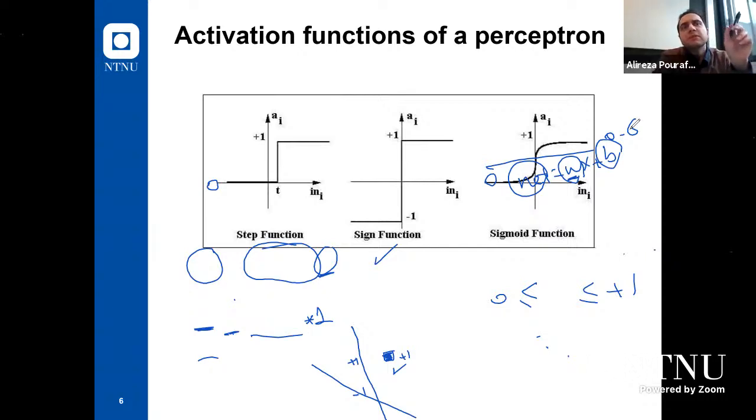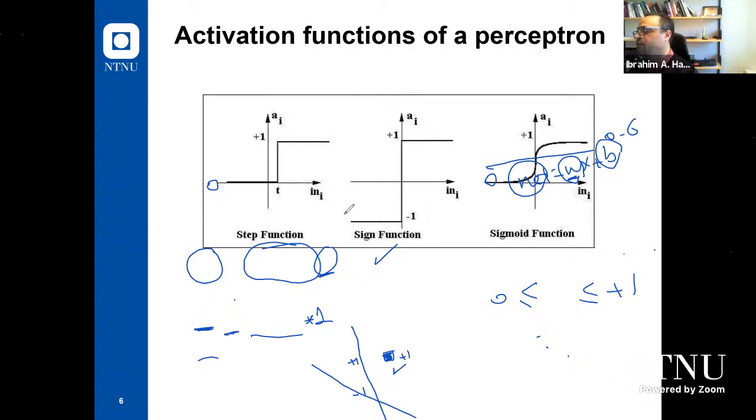What's the difference between a step function and some sine function in the performance? Because no, there is no difference at all. It's according to your dataset. So for example, imagine the Iris dataset. We will use the Iris dataset. In the Iris dataset, we have three classes.